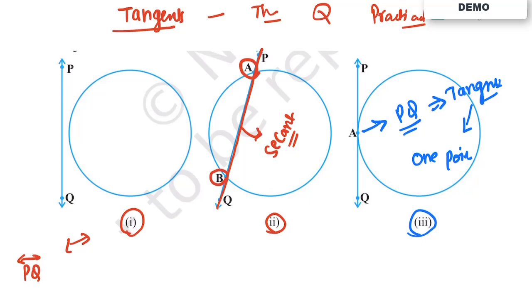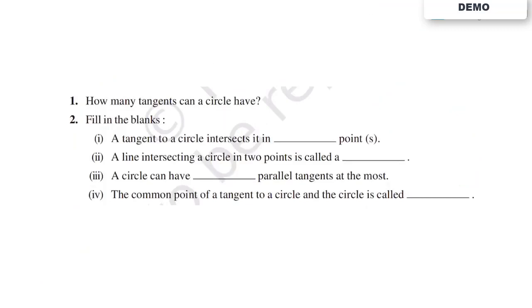So that was about the visualization of the tangent. Now let me discuss again some questions. We are discussing questions again and again after the theory in order to see what you have learned and how you can use them in the application and problem solving. So these are some questions based on the tangent.